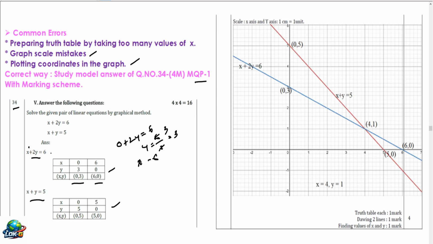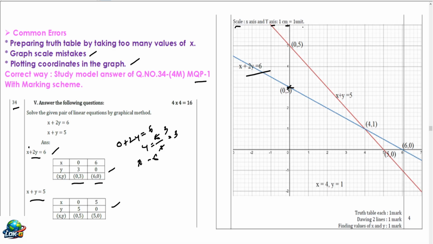First of all, we will take the first equation, x plus 2y is equal to 6. You see here in a different color, blue color. What is the point here? (0, 3). Where it comes? (0, 3) comes on the y-axis. Write the points like this. And write the scale correctly.